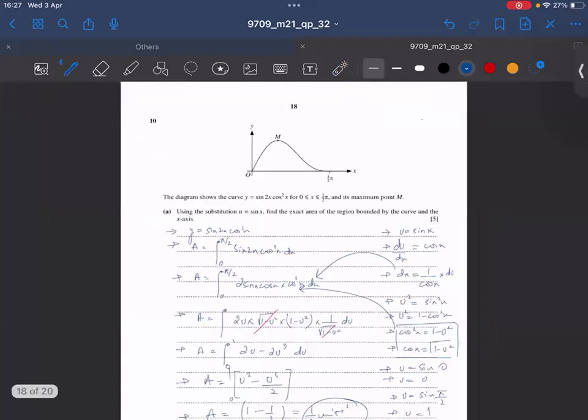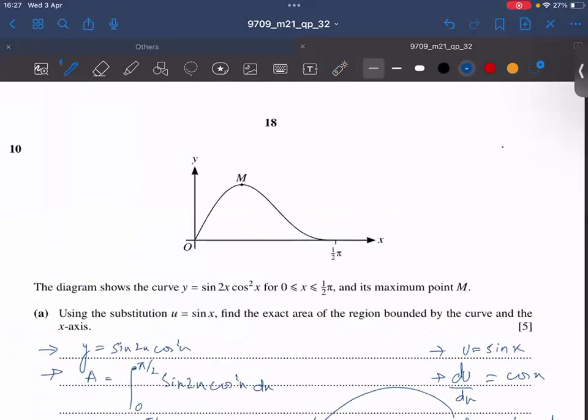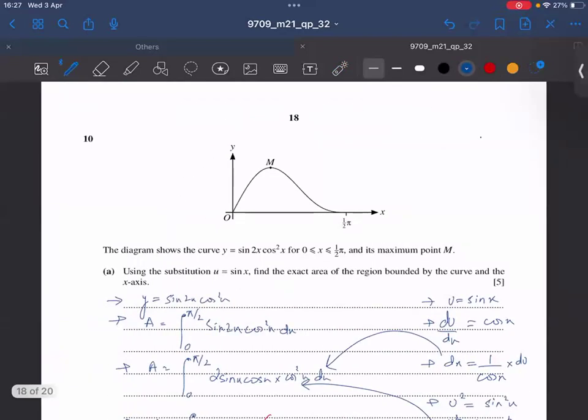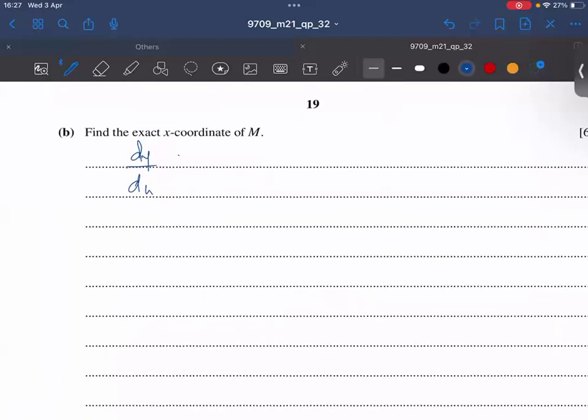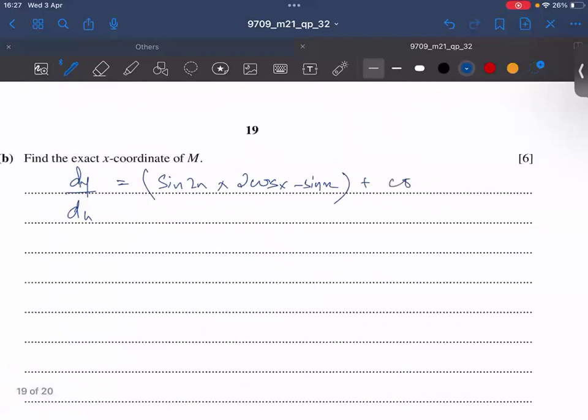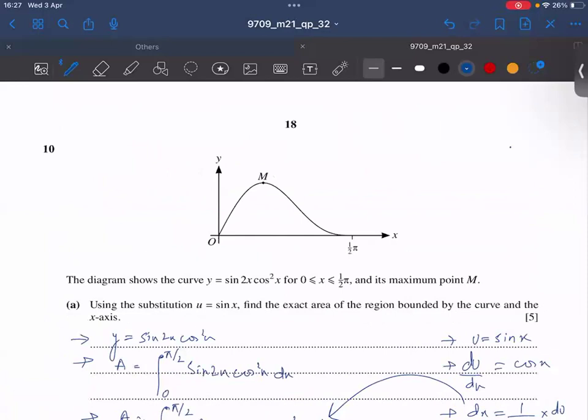Then finally, we need to just solve for m. We need to differentiate dy over dx. You can apply the product rule. So sine 2x times the derivative of v, which is 2 cos of x into minus sine of x, plus v u prime, which is cos square of x times 2 times cos 2x into 2.